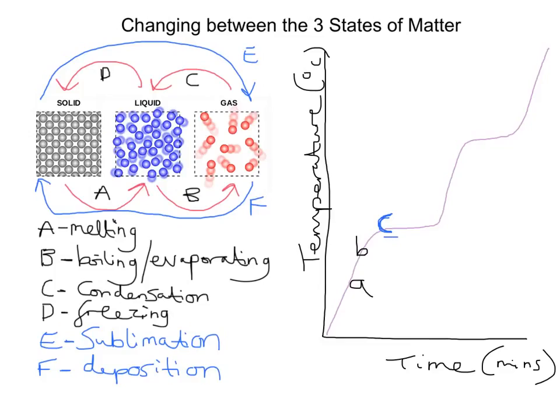So we're talking about this portion of the graph here. That's why there's no further rise, because heat energy is breaking those interparticle bonds so they can separate. And that's what's happening at C.